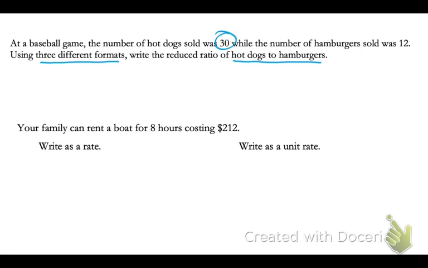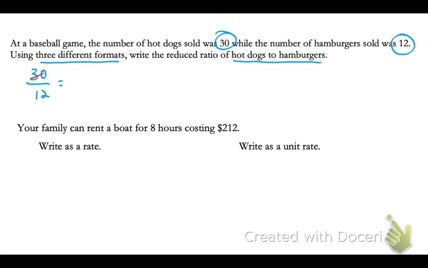Notice the order that we are given. Hot dogs first, then hamburgers. So there are 30 hot dogs, so that will be our first number, and then 12 hamburgers. Let's start with writing that in the fraction format. So we would write 30 over, or compared to, 12.